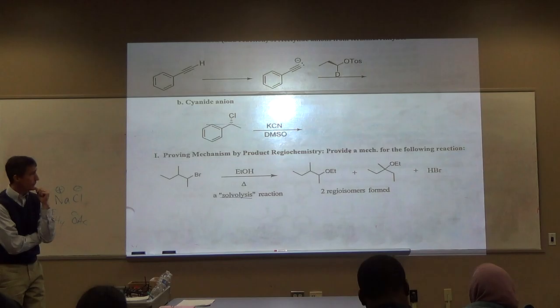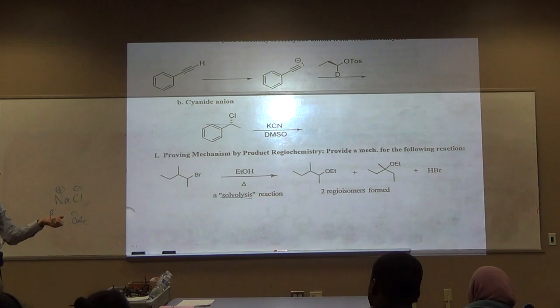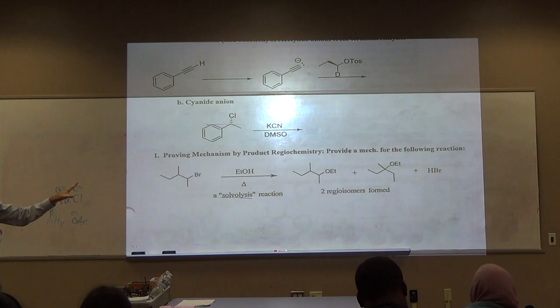Well, those are called regioisomers because the O-ethyl group is bonded to two different regions. We saw regioisomers with alkene reactions. Regioisomers, they're constitutional isomers, but in the context of this reaction, we can call them regioisomers, because they're not stereoisomers. They have totally different names. But you're also going to produce HBr. That's the fate of the leaving group and the fate of the H that's here.